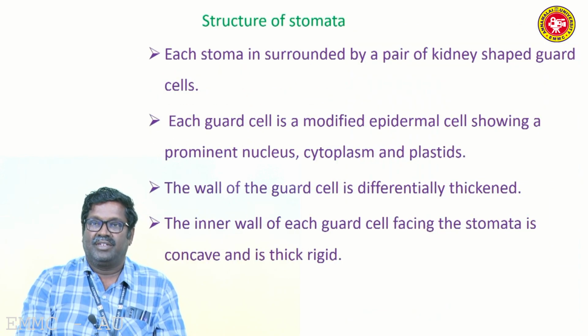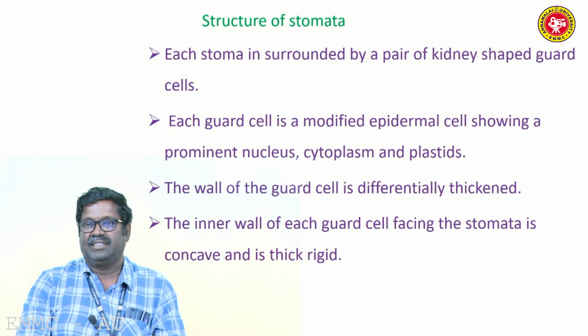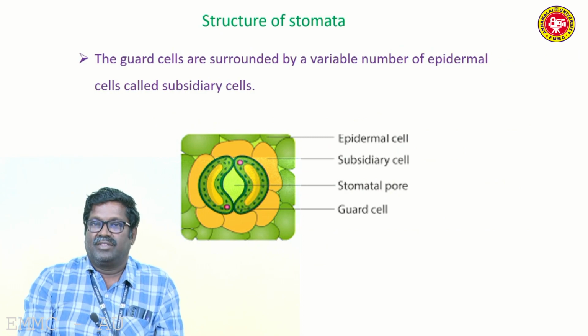Structure of stomata: each stoma is surrounded by a pair of kidney shaped guard cells. Each guard cell is a modified epidermal cell showing a prominent nucleus, cytoplasm and plastids. The wall of guard cells is differentially thickened. The inner wall of the guard cell facing the stomata is concave and is a thick, rigid cell. This figure shows the structure of stomata. The guard cells are surrounded by a variable number of epidermal cells called subsidiary cells.